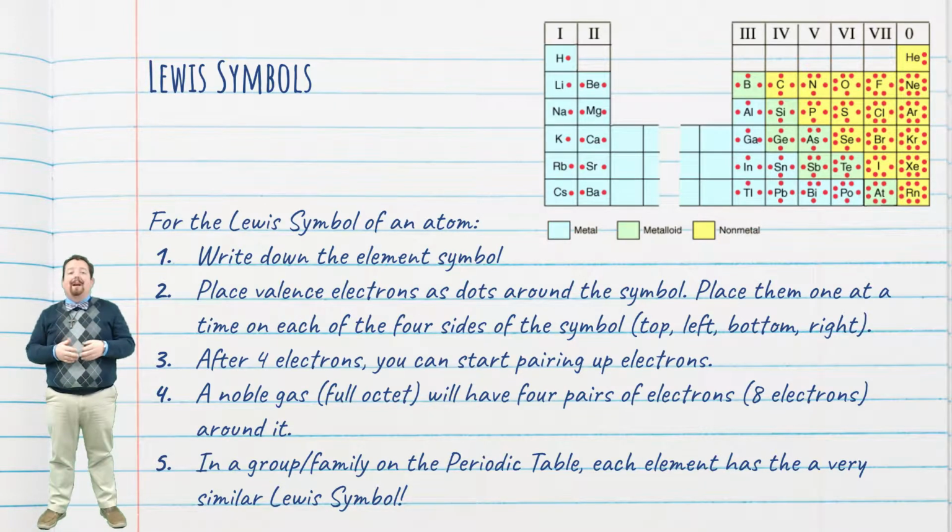A noble gas will have a full octet. In other words, it'll have 8 electrons around it. As you can see on the top right here, elements in a group or family on the periodic table have very similar Lewis symbols. They have the same number of dots around them because they have the same number of valence electrons. The only difference is the symbol itself.